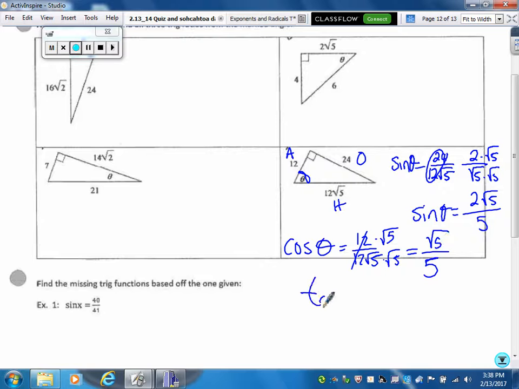And then our tangent, it's O over A. So I've got 24 over 12. That's an easy 2, but we usually like to keep it as a ratio, so keep it in there as 2 over 1 for me right now.